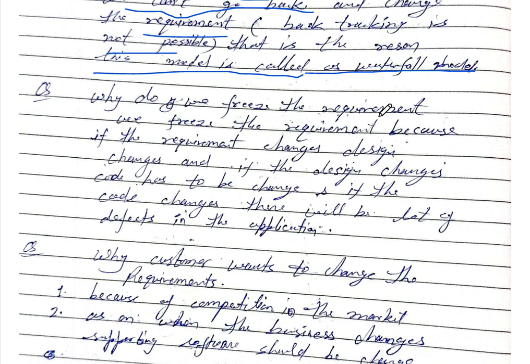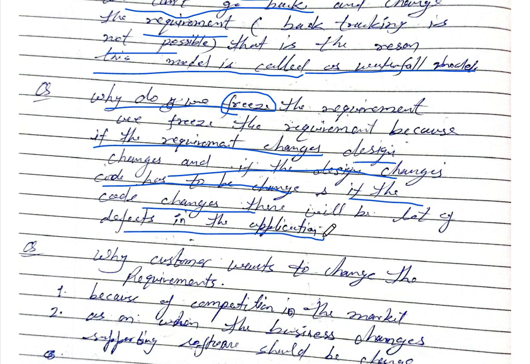And why do we freeze the requirement? We freeze the requirement because if the requirement changes, obviously the design changes, and if the design changes, the code has to be changed. And if the code changes, there will be a lot of defects in the application. While changing, the feasibility study will change many things. So that's why in the waterfall model, which is the first model in SDLC, we freeze the requirement.